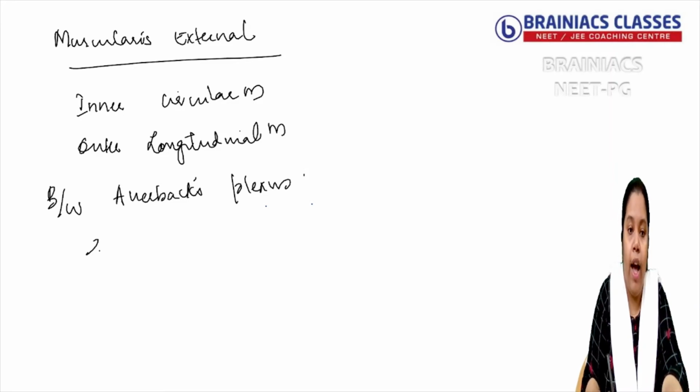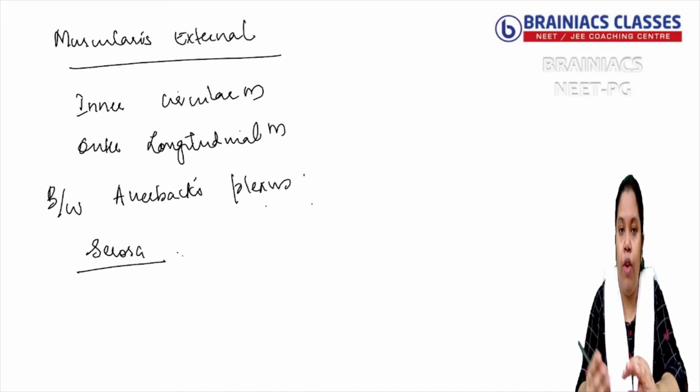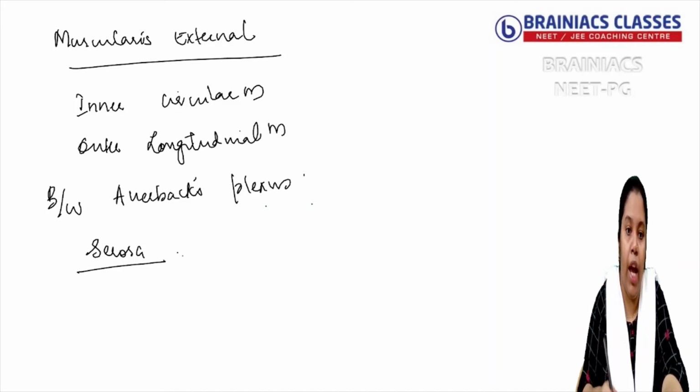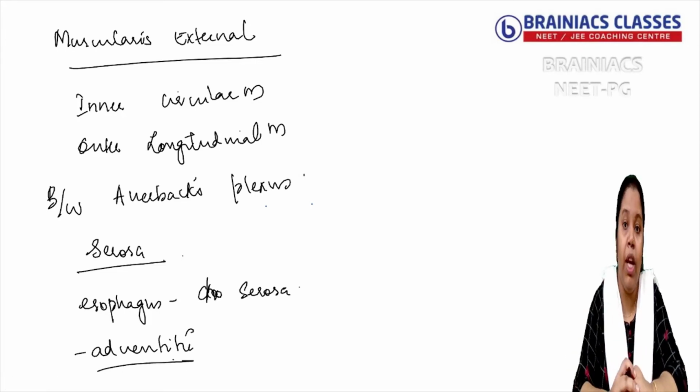The last layer is the serosa. The serosa is present where peritoneum is there. The part of the GI tube which is covered by the peritoneum has the serosa. Can you tell me a part which is not covered by the peritoneum? It is the esophagus. So it doesn't have serosa. Instead, the outer layer is called the adventitia. If there is no serosa, then the outer layer will be adventitia. Understand? So these are the layers of the GI tube.